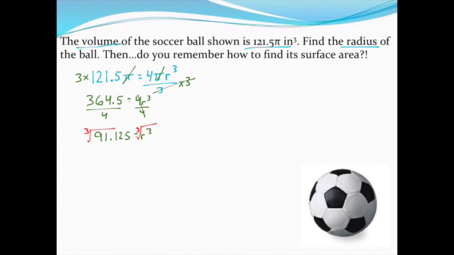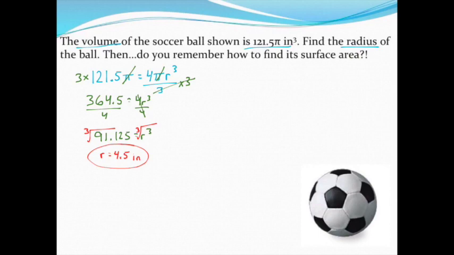If you don't know how to do that on your calculator, ask me in class, I'll show you how to do a cube root. Otherwise, just kind of take my word for it right now. So the cube root of 91.125 comes out to be 4.5. And since this is just a radius, a straight line measure, that's just going to be inches for my label. So the radius of this soccer ball is going to be 4.5 inches.